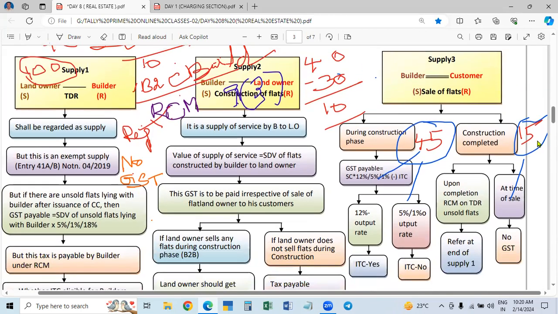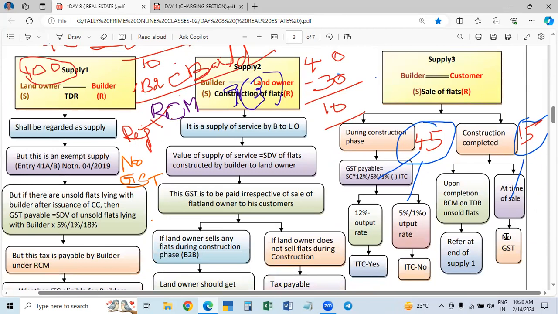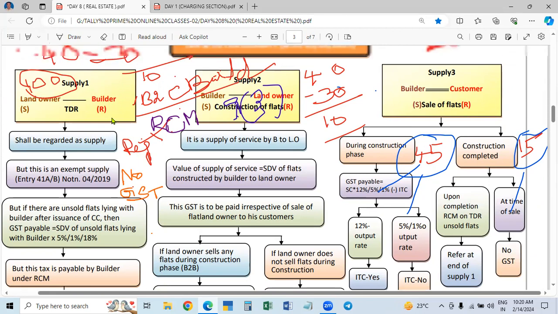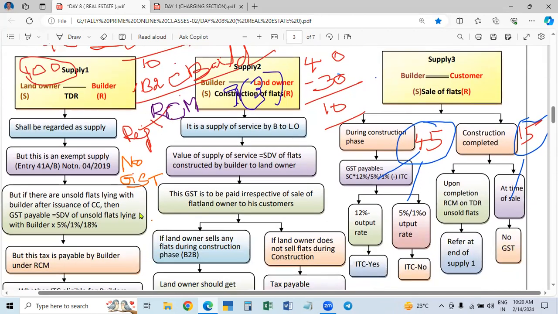Then 15 flats are left over. If the 15 flats are sold after the construction, at the time of sale there is no GST for anyone, builder or landlord. If his share is 40, 30 sold during construction and 10 left over, these 10 sold after construction have no tax. Here also, for the 15, there is no tax. But the 15 are left over after the construction. After some time, he may sell, but before that, after completion of the construction, there are some unsold flats.